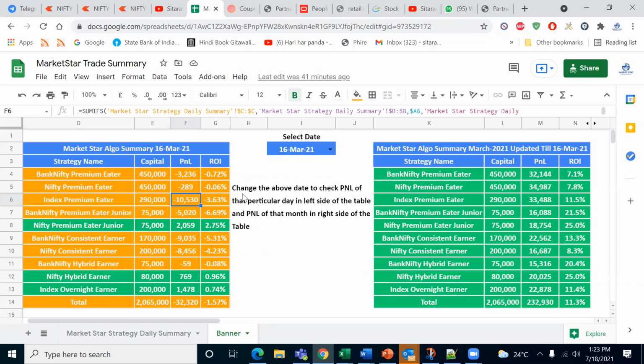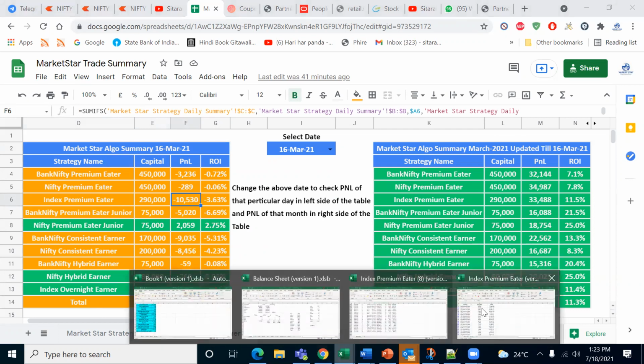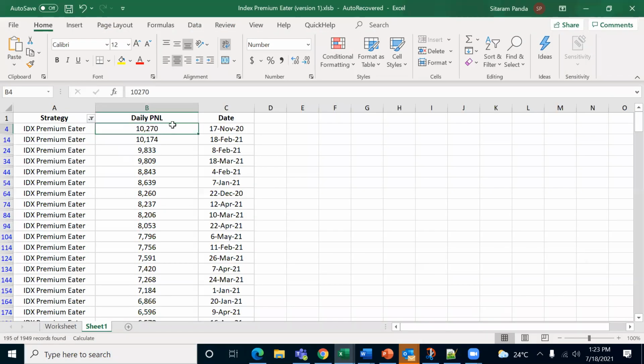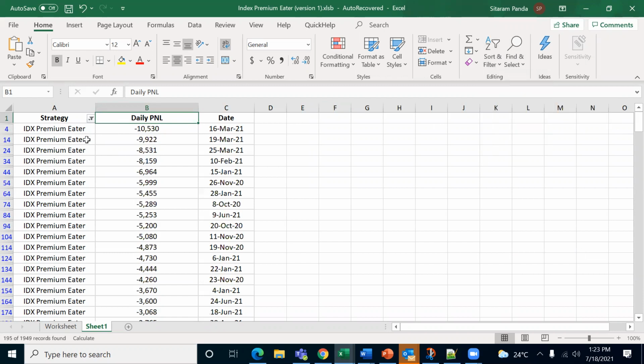The good fact, the best fact I would say: even though the 16th of March gave a good amount of loss, 3.63% in the same day, if I show you one more thing, you'll be a little bit more scared. This is my index premium meter data, and I will sort it from low to high. So 10,530 rupees on the 16th of March. On the 19th of March, 9,922, again a loss.